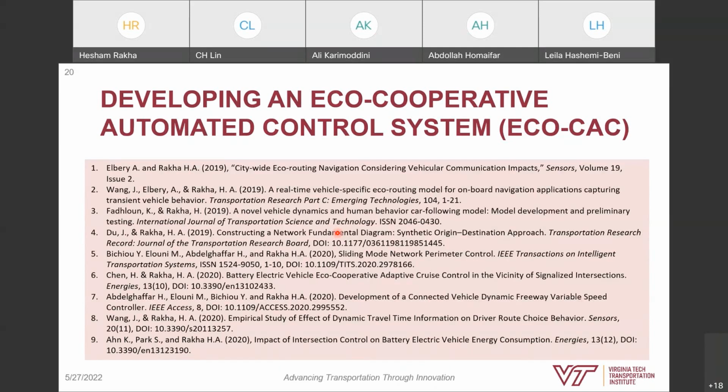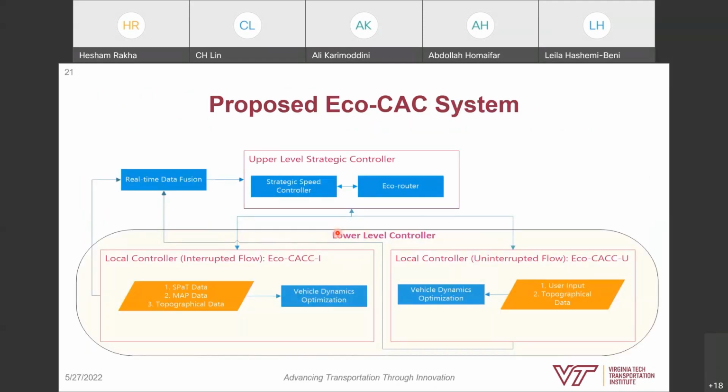This is a project that we had for the Department of Energy that we just completed. Basically, it's a bi-level controller. At the upper level, we have a router that is trying to route vehicles in an energy efficient manner. And we have a strategic speed controller that is trying to regulate the flow of traffic entering a congested region. So let's say in downtown Greensboro, you have some traffic congestion.